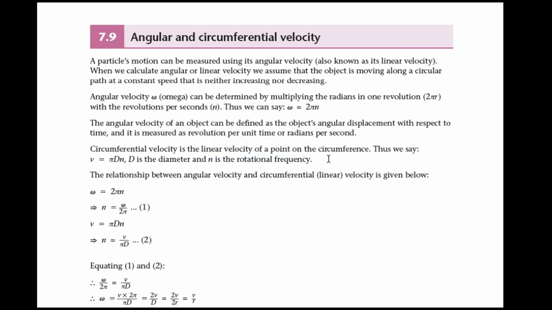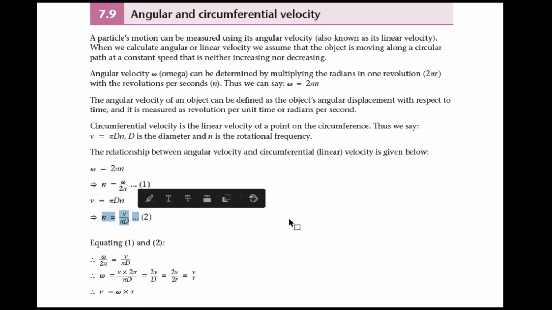Another question they can ask you is to calculate the rotational frequency. This means you'll have to make n the subject of the formula, and you'll say n is equal to v divided by pi d. In this way, you will use the speed that they gave you to calculate the rotational frequency, which is n. So the relationship between angular velocity and circumferential velocity is given below. We have W is equal to 2 pi n, and we can calculate n like that. That's the formula for calculating n.